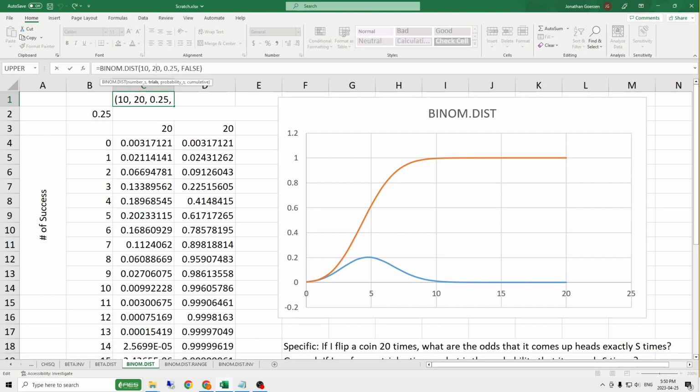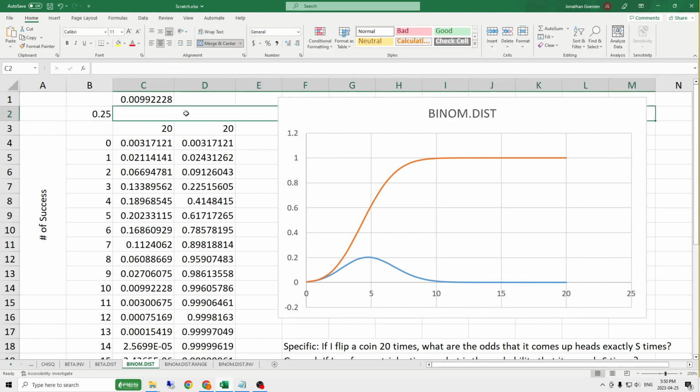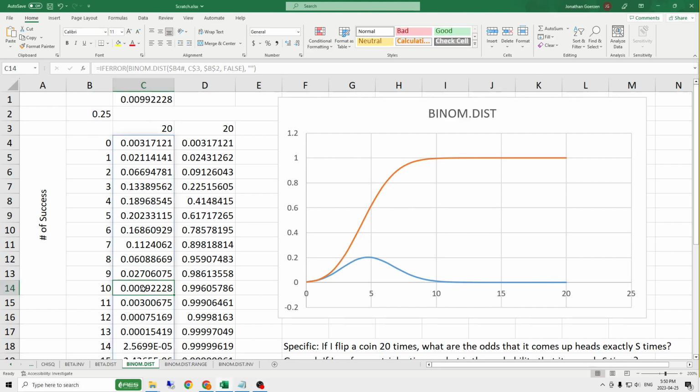Did I get a weird number of... Oh yes, of course that makes sense. If I roll a 4-sided die 10 times, I have about a 1% chance, like 0.99% chance of rolling a 4 exactly 10 times. And that's how the BINOM.DIST function works, and that's what it does. Yep, that's the gist of it.